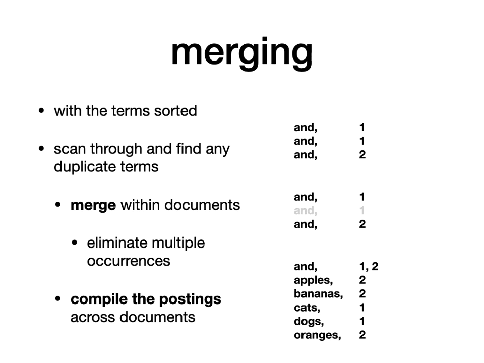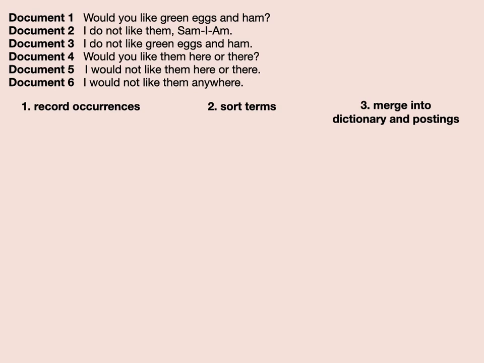Cool. So let's do another example because there's a lot going on here. How are we going to build an index out of green eggs and ham? This one passage that we've seen before. Well, the first step is to record occurrences, right? Would you like green eggs and ham?